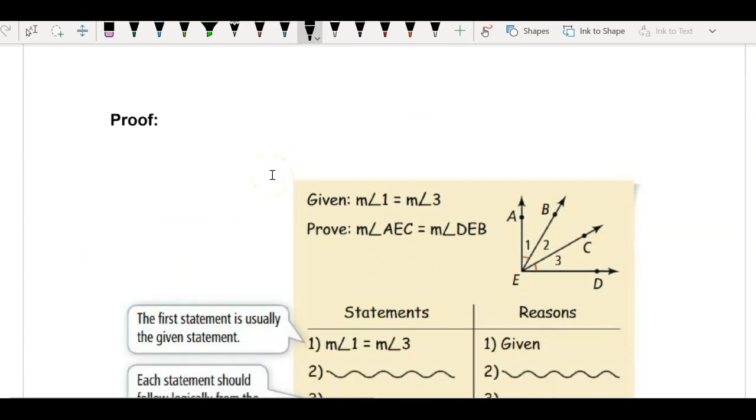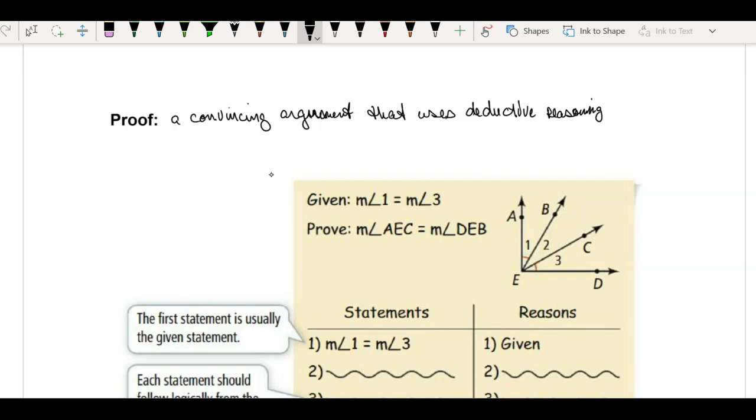So now let's write down what the definition of a proof is. So a proof is a convincing argument that uses deductive reasoning. So a convincing argument that uses deductive reasoning.